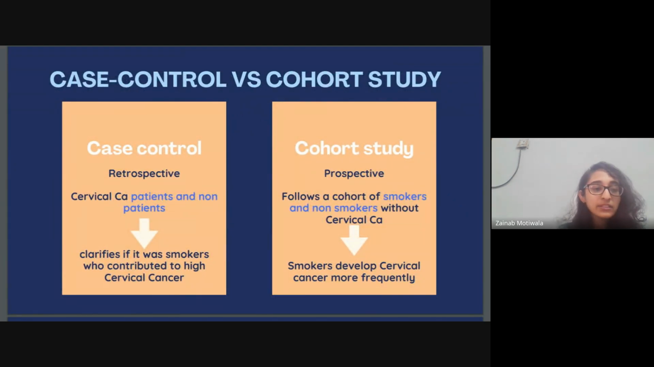Now this is an example that we're using to compare case control versus cohort. In a case control study, we take two groups, that is cervical cancer patients and those who don't have cervical cancer, and go back in time and see if they had smoking exposure or not, and then analyze. So this is a case control study. But in a cohort, we start with the exposure, that is smokers versus non-smokers, and then we follow them up after a period of time, to see whether they have developed cervical cancer or not.